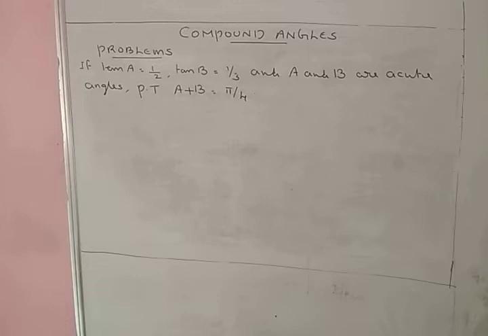We know one result: tan 45 is equal to 1. So if tan A plus B is equal to 1, then A plus B is 45 degree. Therefore we start with tan A plus B, then try to prove that tan A plus B is equal to 1.